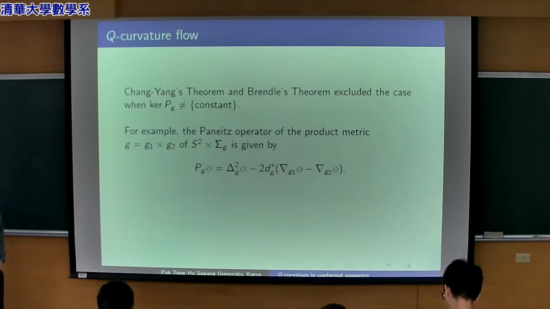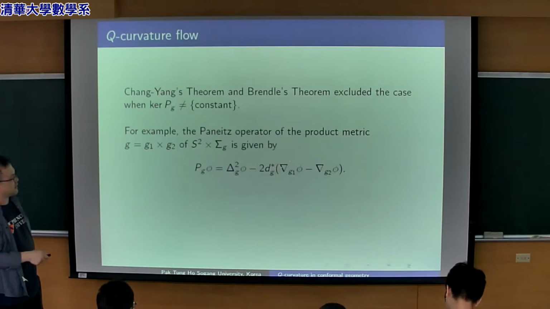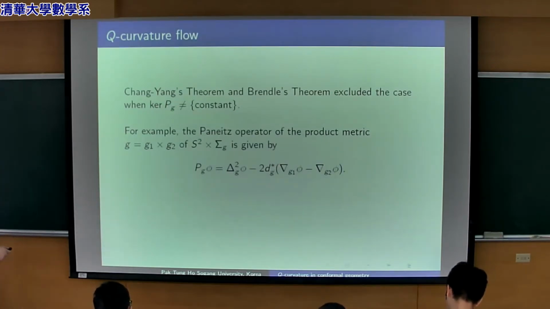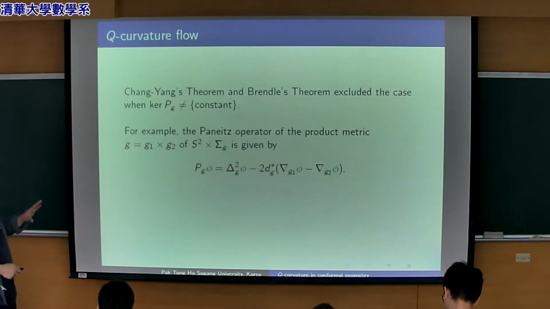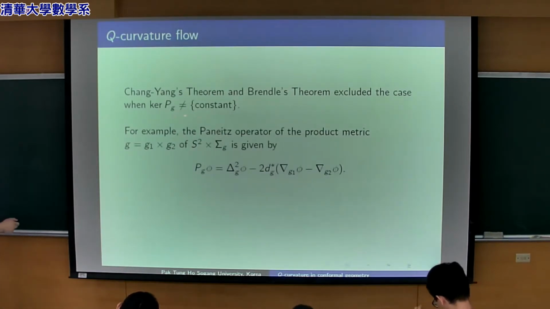Then by the formula, if you substitute this into the formula of Paneitz operator, then you can calculate this. So it equals the right hand side. Then you can see that in fact the kernel contains something other than constant functions. If I remember correctly, if you take an eigenfunction from one of these, this will vanish. So therefore, other than constant functions, the kernel of this Paneitz operator also contains the eigenfunctions of one of these. So therefore this is not satisfied.